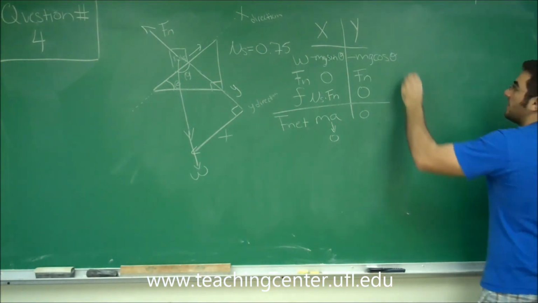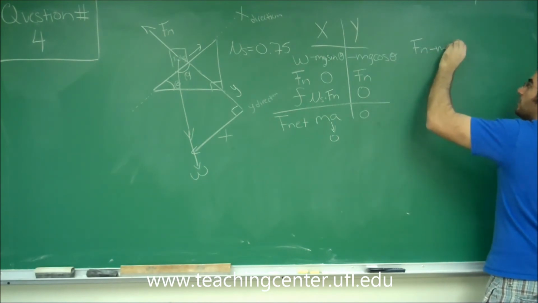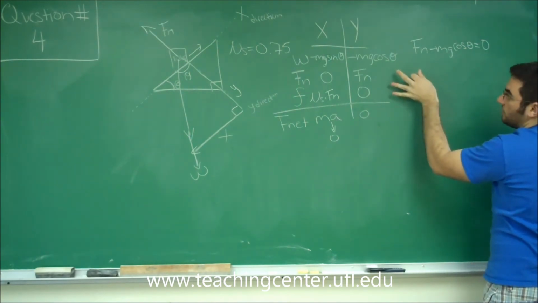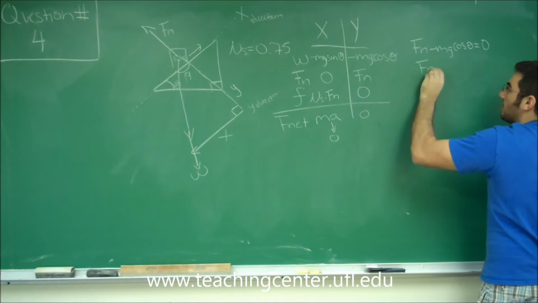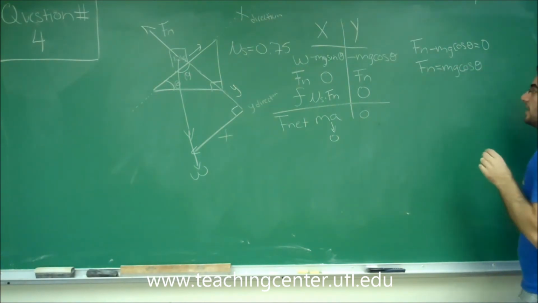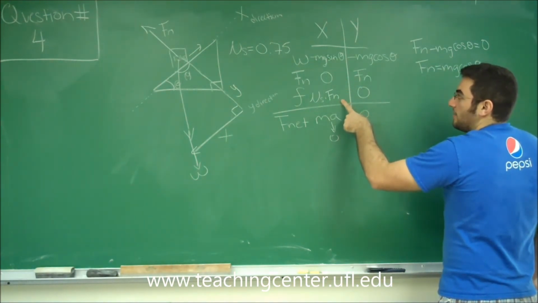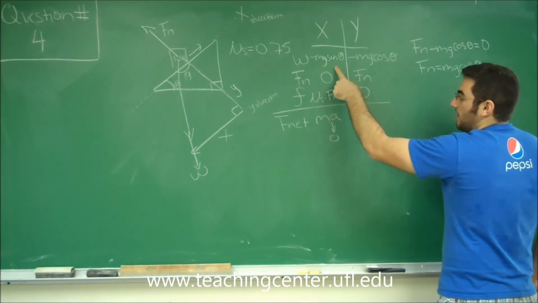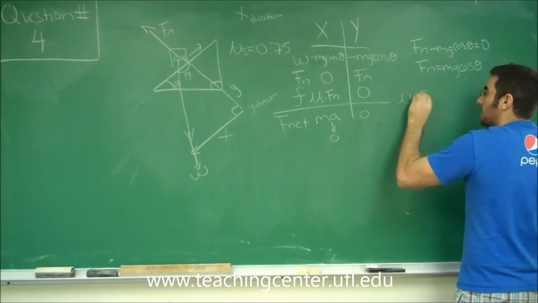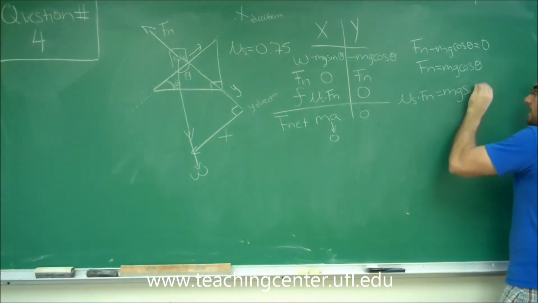So if we look at this, we could say, okay, Fn minus mg cosine theta equals 0. Just think of this like a giant addition problem. So if we rearrange, we could say Fn equals mg cosine theta. So on this part, we could say mu s times Fn minus mg sine theta equals 0. Or we could just rearrange it and say mu s times the normal force is equal to mg sine theta.